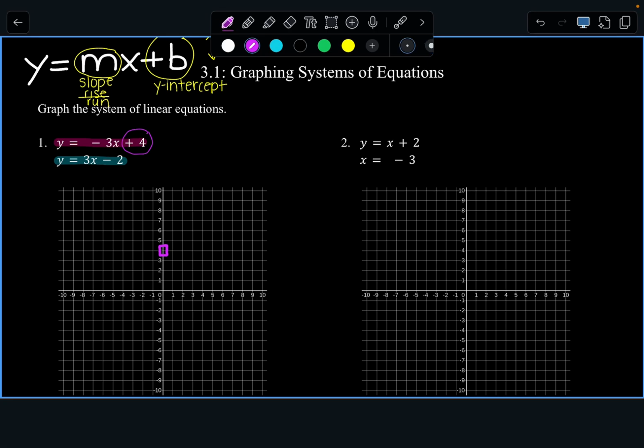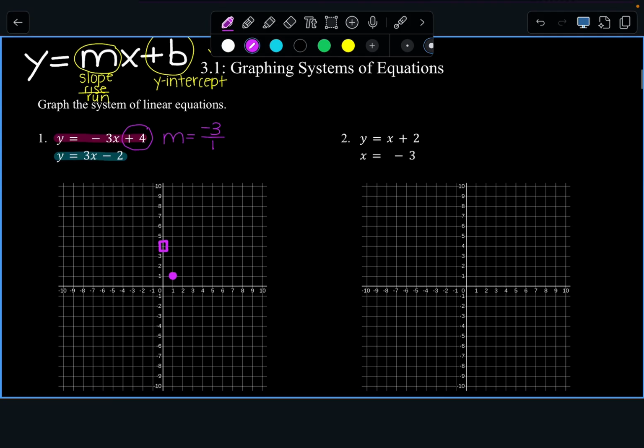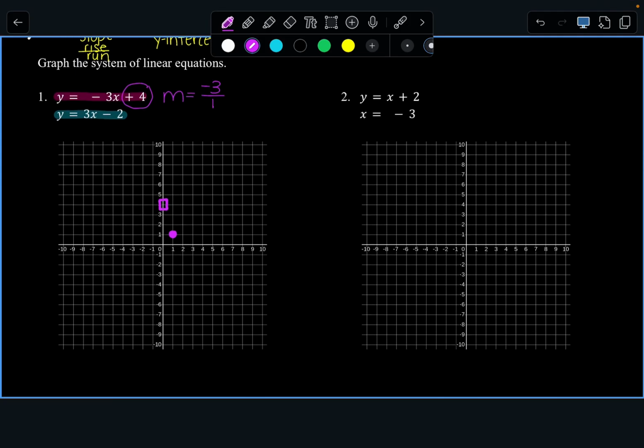And our slope is negative 3. But to make it a fraction, I'm putting it over 1. This means that we're going to go down 3, right 1 from our starting point. I'm going to continue this same pattern of down 3, right 1 until I have filled my graph.